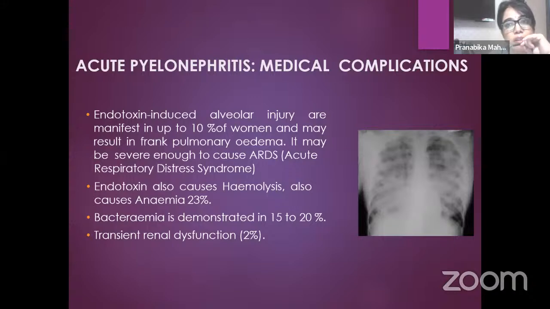It is a medical complication, and endotoxin-induced alveolar injuries are manifested in 10% of the women and may result in frank pulmonary edema. It may be severe enough to cause ARDS. Yes, we get patients with this because once she goes into the state of acute pyelonephritis, she will have all the symptoms of septicemia. Endotoxin can also cause hemolysis and anemia. Bacteremia is demonstrated in 15 to 20% of the cases, along with transient renal dysfunction. This is a very common finding, frequently seen in patients with septicemia. We get transient renal dysfunction and again they recover.